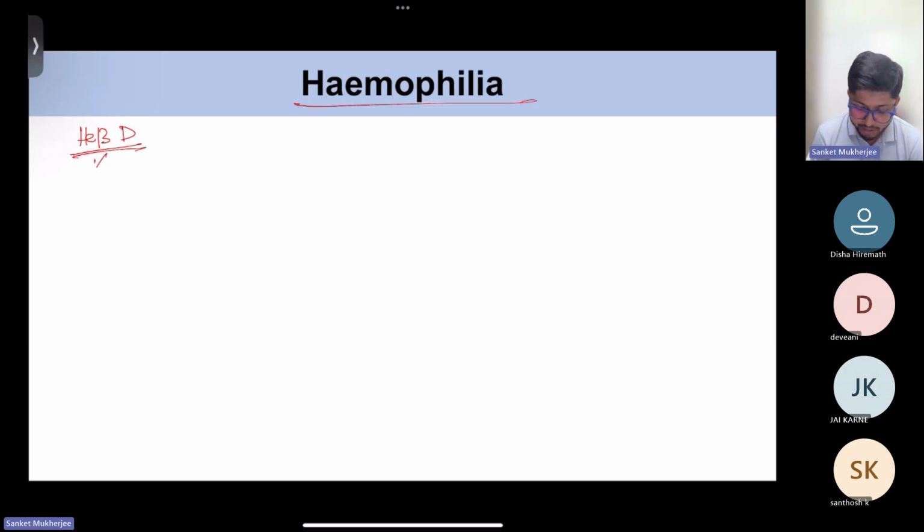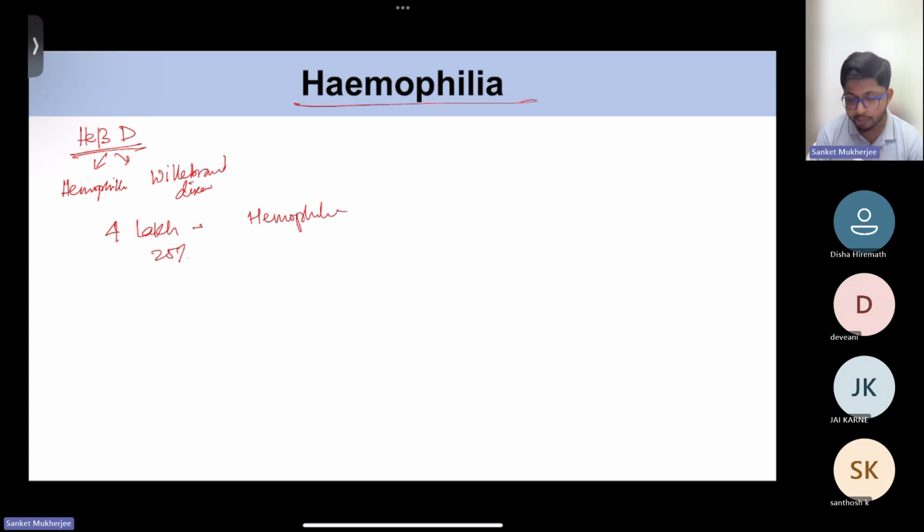Among the hereditary blood diseases, there are two diseases. One is hemophilia, and another one is Willebrand disease. Around 4 lakh people in India suffer from hemophilia, out of which only 25%, like 1 lakh of these people, receive treatment for it.